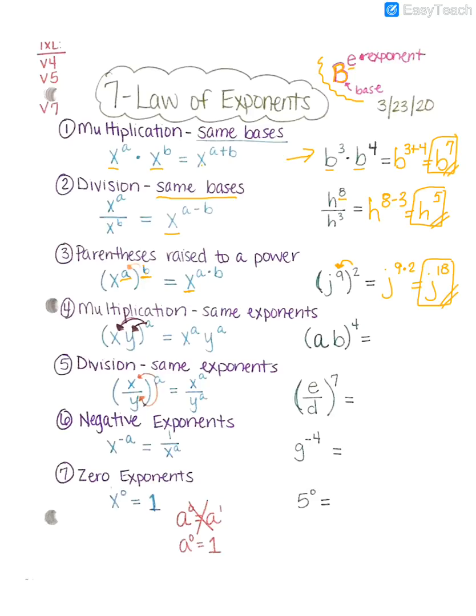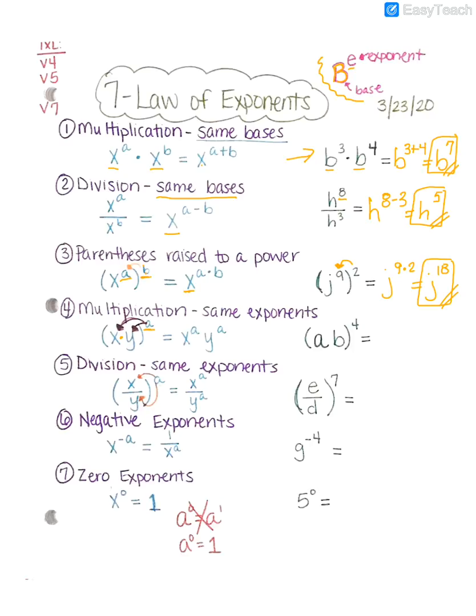On number 4, we have multiplication when we have the same exponents. If you look, we're multiplying here: when you have 2 letters side by side, it means you're multiplying, and you do have an exponent on the outside of the parentheses. So you're going to distribute that exponent to both variables that you have inside.